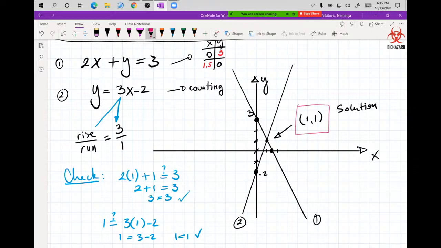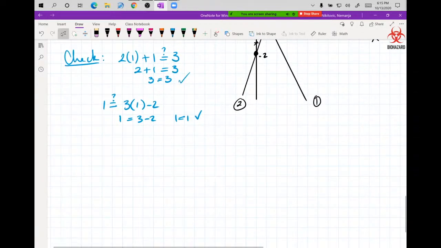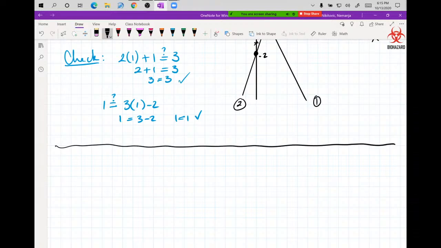If you plug this into one or both of the equations and you get a wrong statement at the end, then the solution is definitely not good. So you have to make sure that you check your answer so you know, right? You can walk away from the problem knowing it's correct rather than hoping that it is correct.